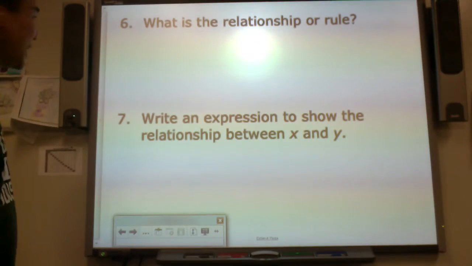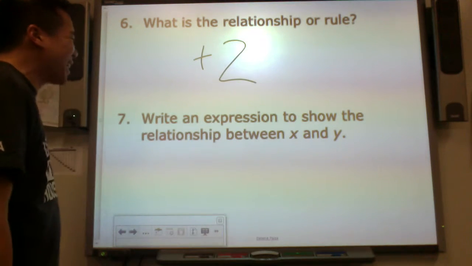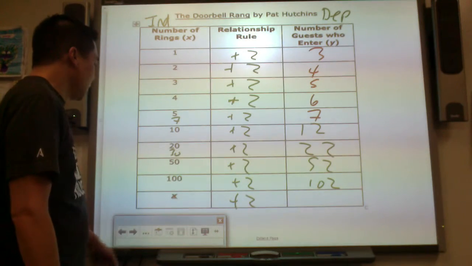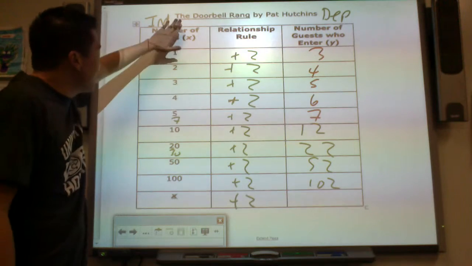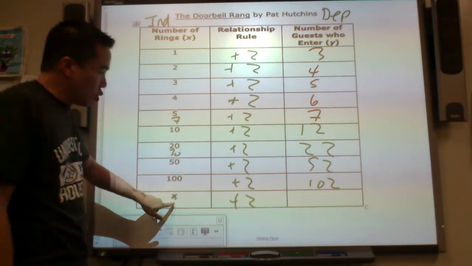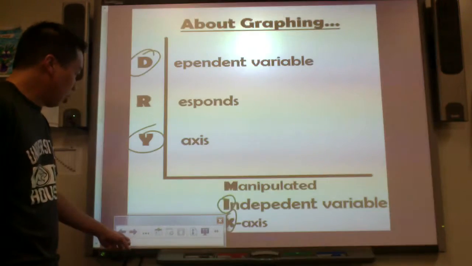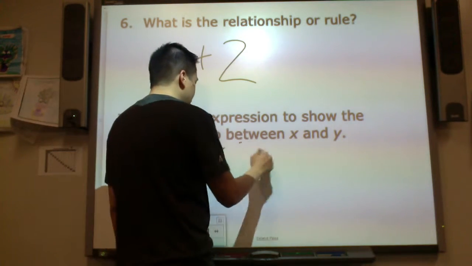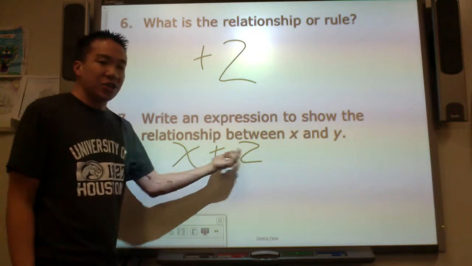Number 6, what's the relationship rule? The rule is plus 2. Write an expression to show the relationship between x and y. So let's go back here. We're adding 2 to these independent variables. What letter did we use right here? X. So we're adding 2 to x. So the expression is x plus 2. X is the number of doorbell rings. We add 2 to it.